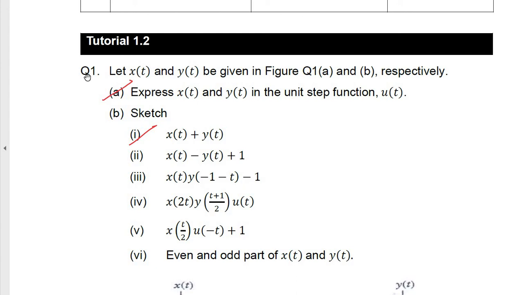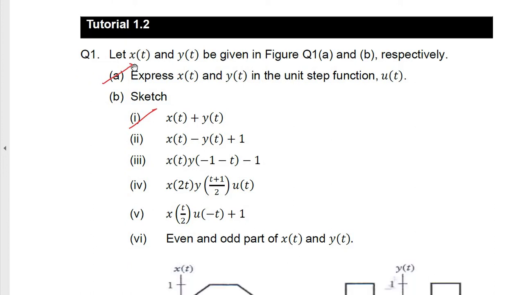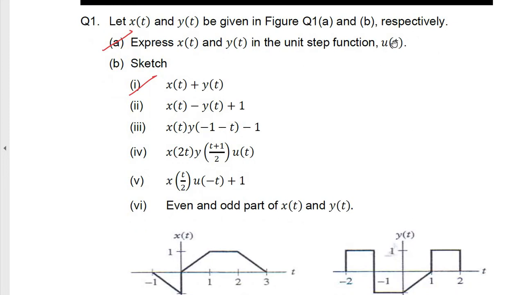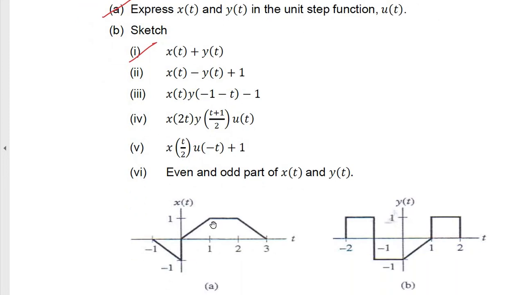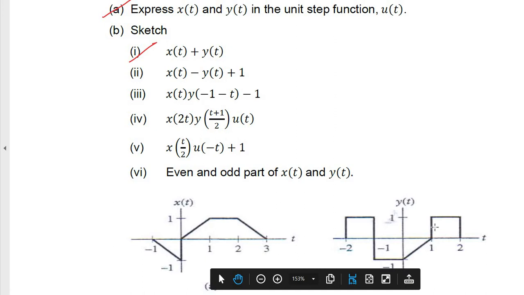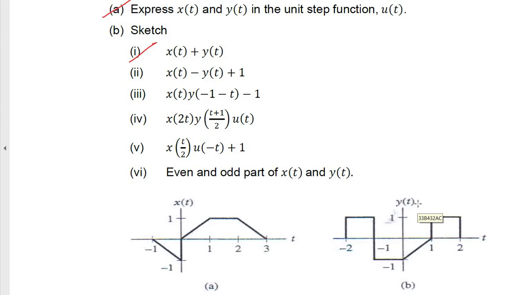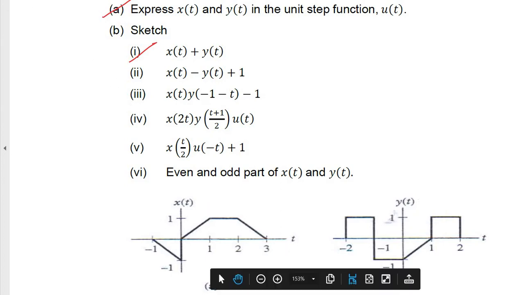So class, for this question, this question requires you to express the x(t) and y(t) in unit step function u(t). So first of all, what should you do? What is the first step? Okay, let me show you in the work.